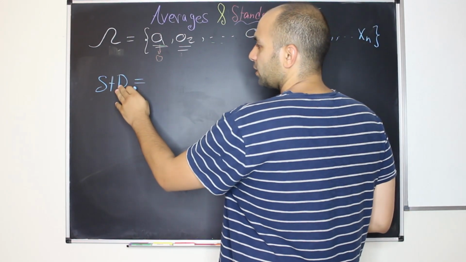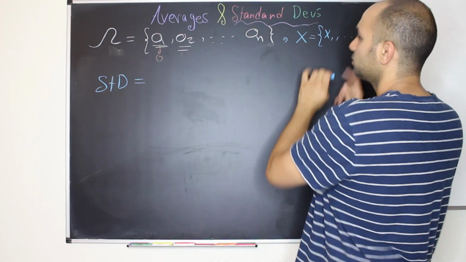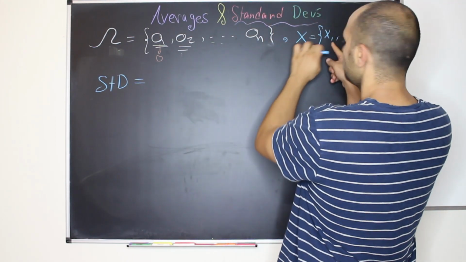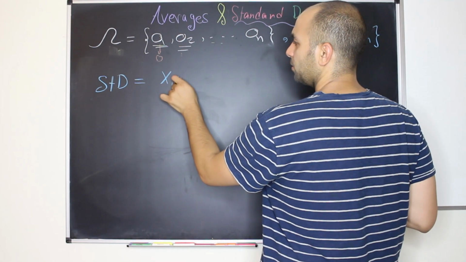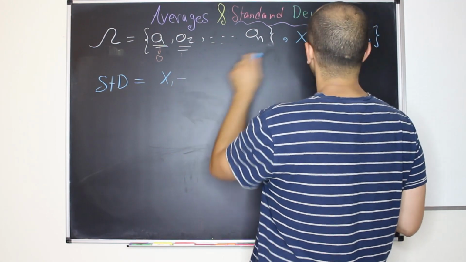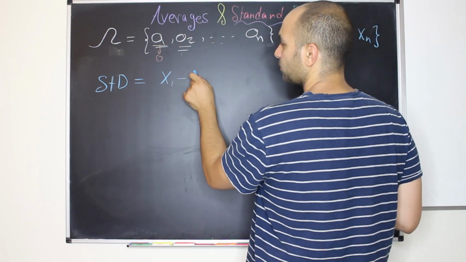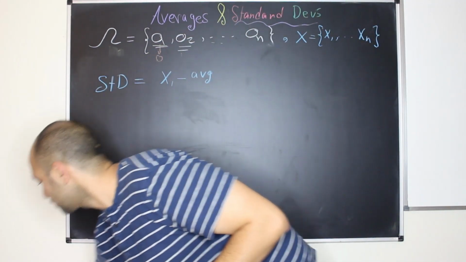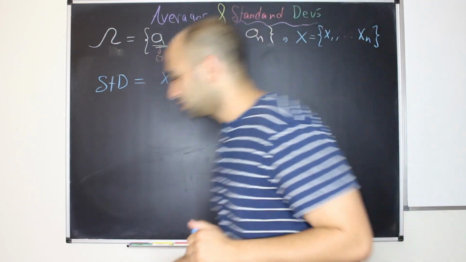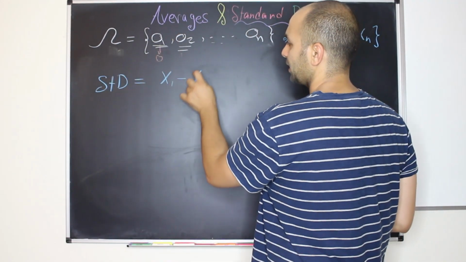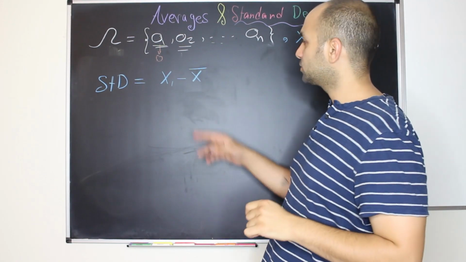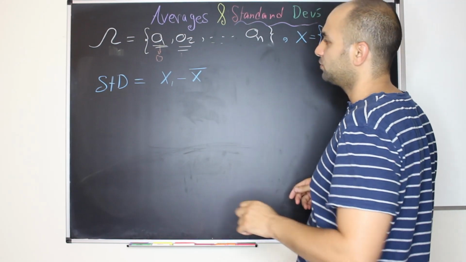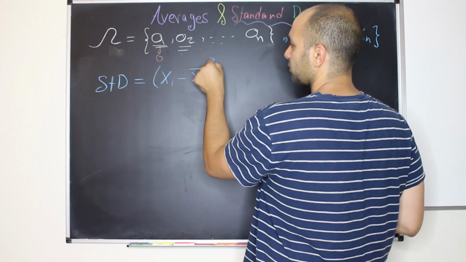Okay, so we have the standard deviation, we have this number. The way that you define it is, you say the first number, x1, minus the average. Another way to represent the average, instead of saying AVG, would be x with a bar over it. So this is x bar, this represents the average value that we defined before. And then you square that.